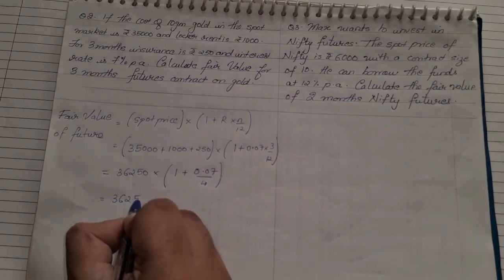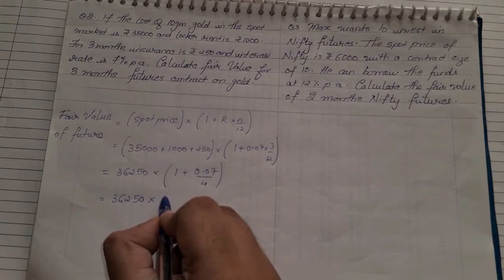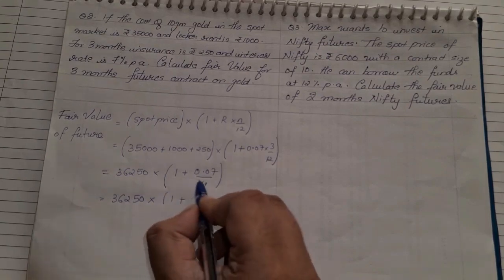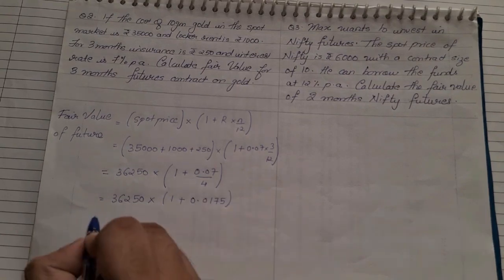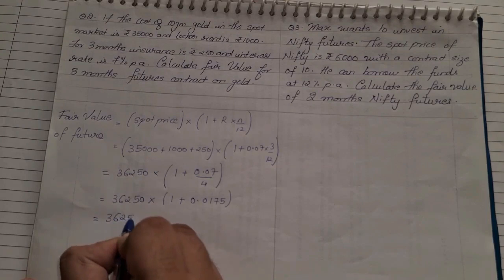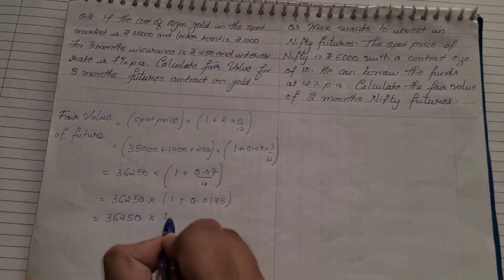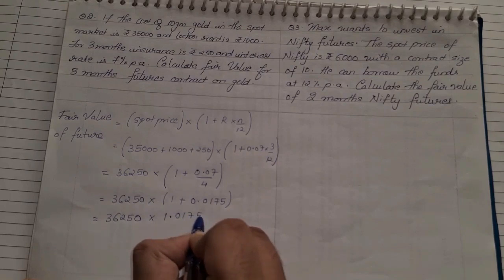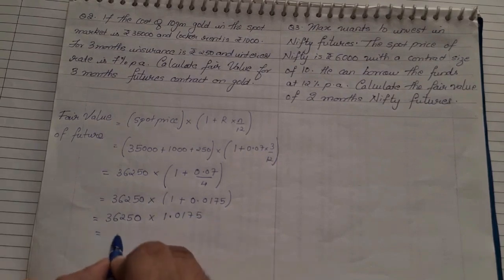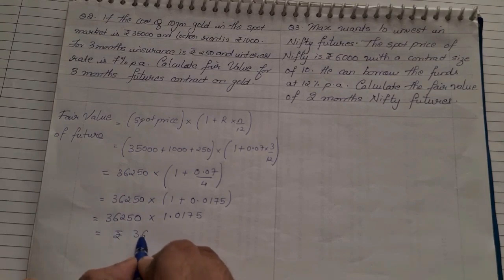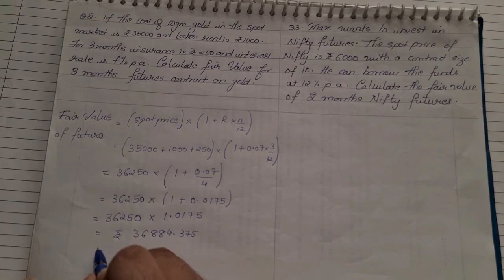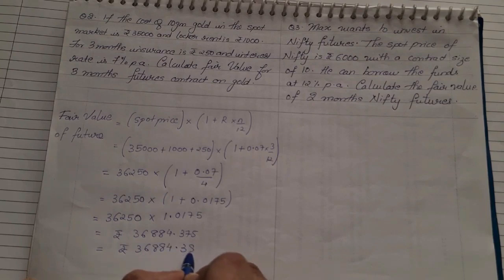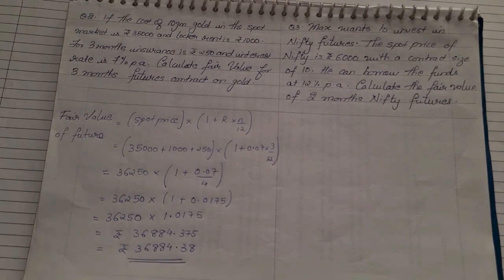So 36,250 into 1 plus, now 0.07 when you divide it by 4, you get approximately 0.0175. So last step, 36,250 into 1 plus that will become 1.0175. So you multiply it, we get your final answer approximately 36,884.375. To make it more stable, we will round it up to 36,884.38. So that's the final answer.